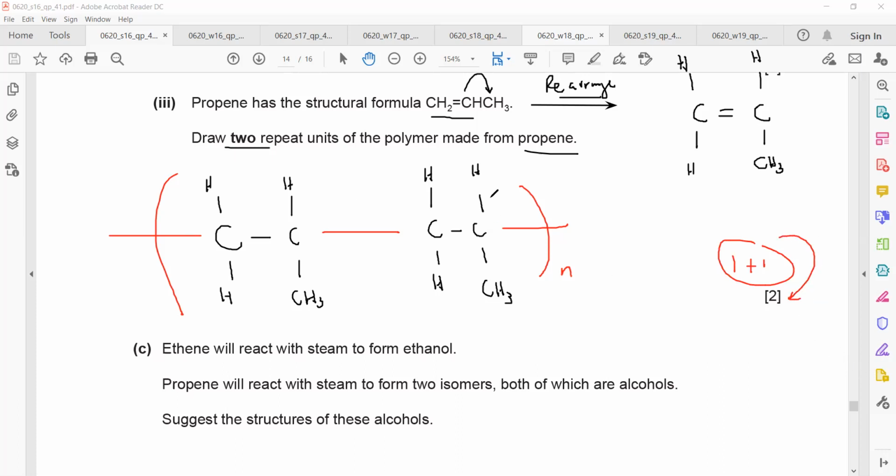Is it clear? The polymer which is formed by propene, the name of this polymer will be polypropene. Any doubt in this?